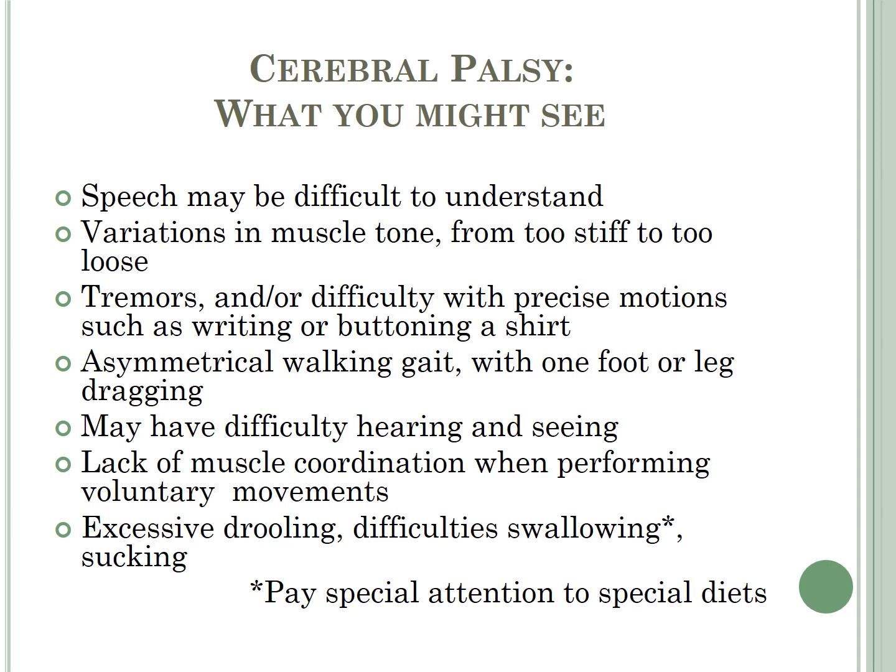What you might see with cerebral palsy, the person's speech may be difficult to understand. Their muscle tone is going to vary from either too stiff to too loose. They might have tremors or difficulty with precise motions, such as writing or buttoning a shirt. Their gait may be asymmetrical, and they may have difficulty hearing and seeing. They might struggle with their muscle coordination, and they might have excessive drooling, difficulty swallowing, and sucking.